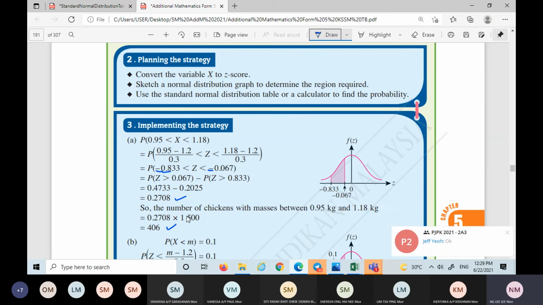I'm not sure if it is exact, let me try. 0.2708 times 1500. Because they are asking for the number of chickens, the chicken cannot be 0.2. So the answer is 406.